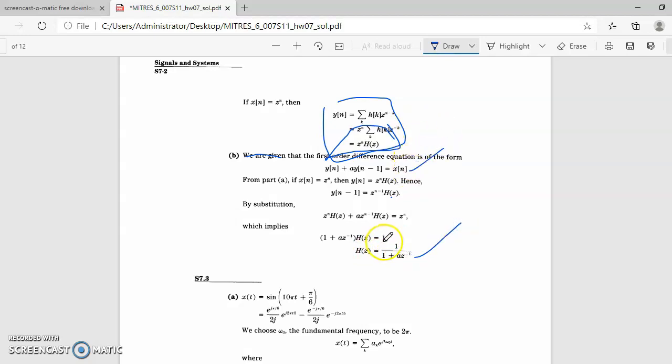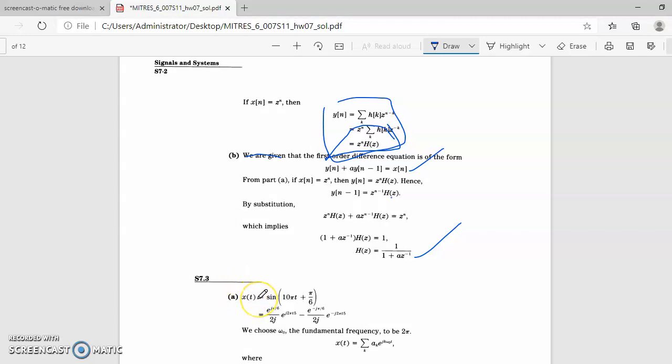Okay, so here we are considering only this formula for the entire problem, that is summation of h of n into z power n, or h of k into z power n minus k. So this is the very important formula for these expressions. Okay, then we move on with the next problem.